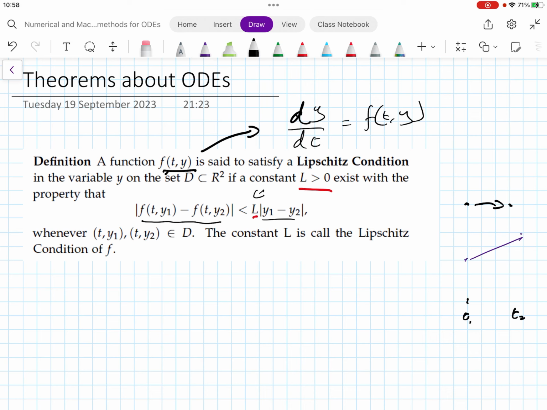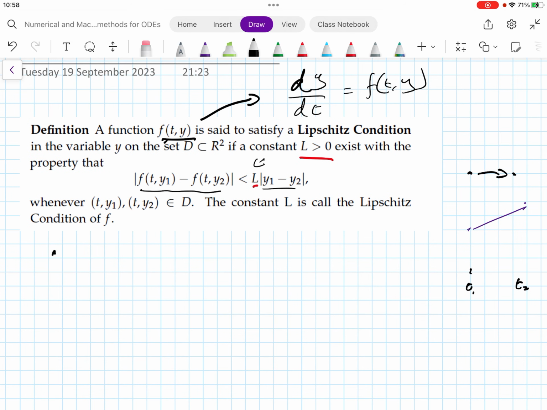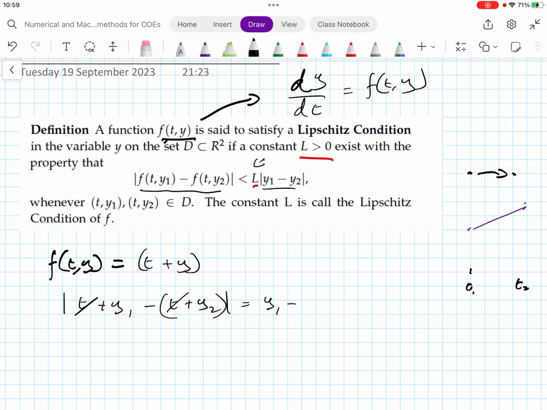So let's do a really, really simple example. f(t, y) is equal to t plus y. How do we show this satisfies the Lipschitz condition? So what we have to do is the absolute value of (t plus y1) minus (t plus y2). Well, that's easy enough. The two t's cancel, which gives us |y1 minus y2| multiplied by 1. That's our Lipschitz constant.